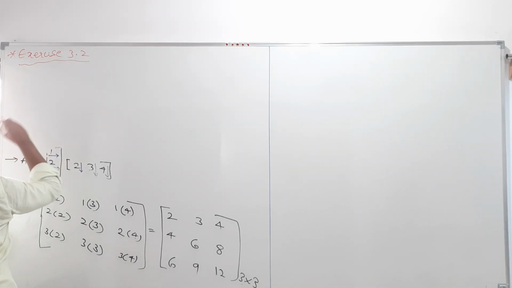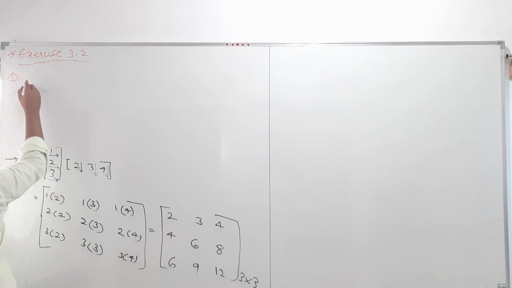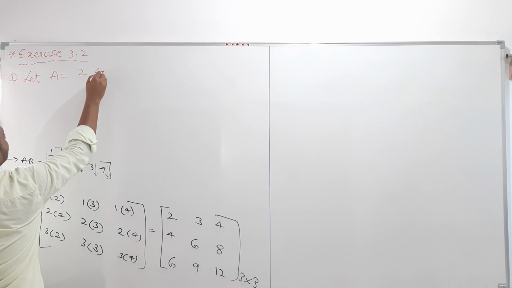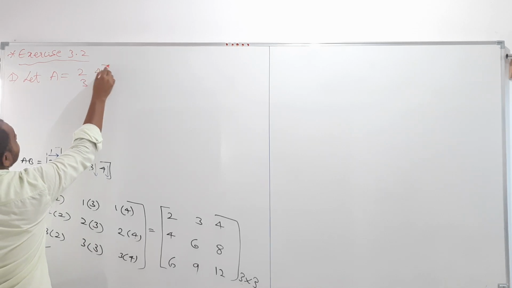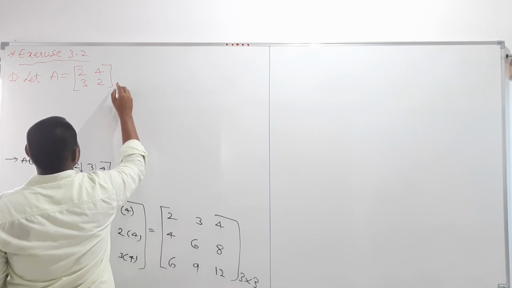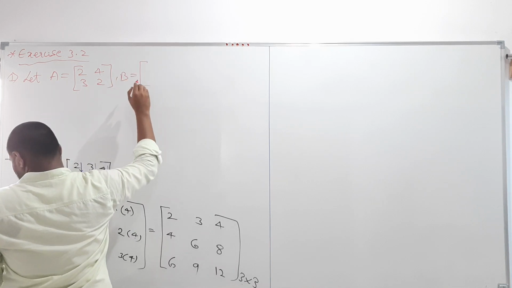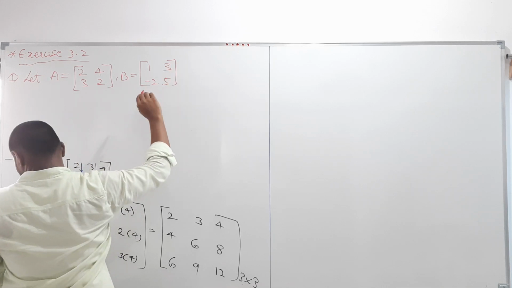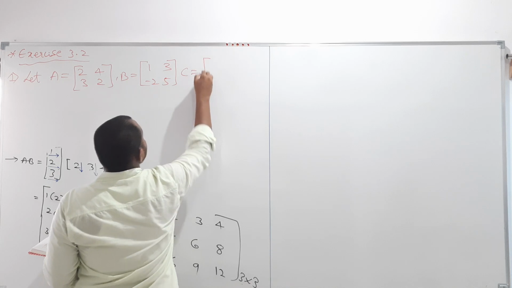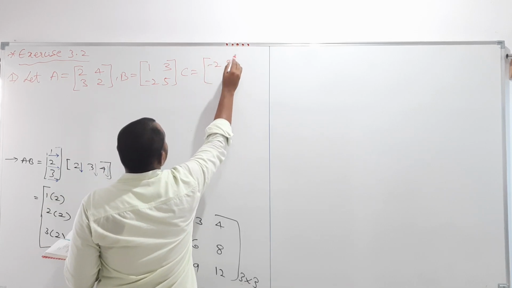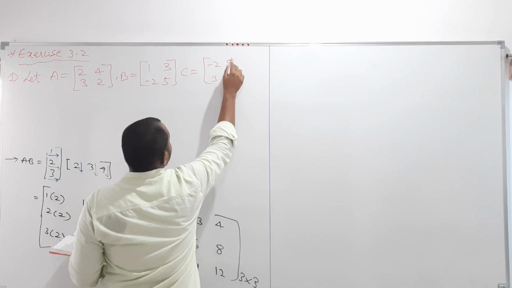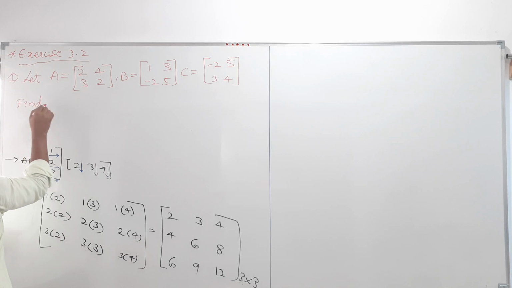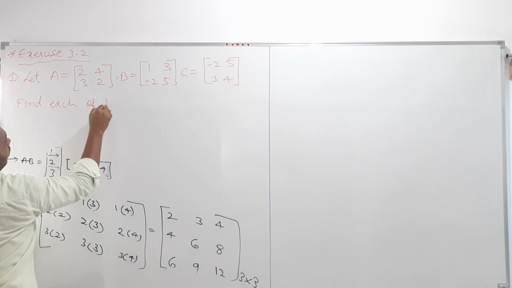Exercise 3.2. The first question is: let A equal 2, 4, 3, 2, and next, my dear students, matrix B equals 1, 3, minus 2, 5. C equals minus 2, 5, 3, 4. Find each of the following.